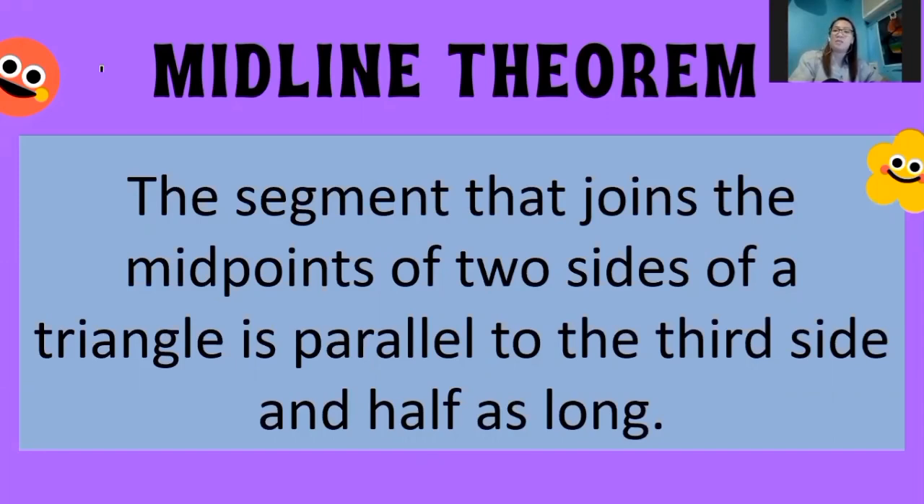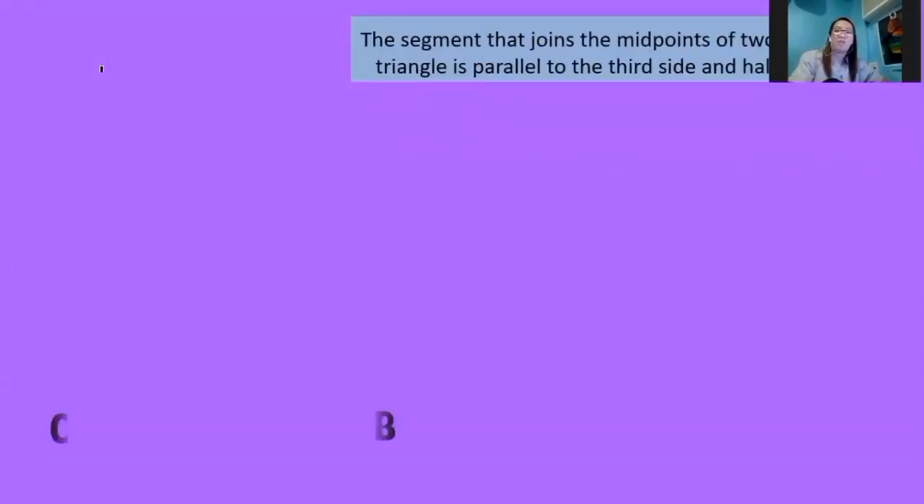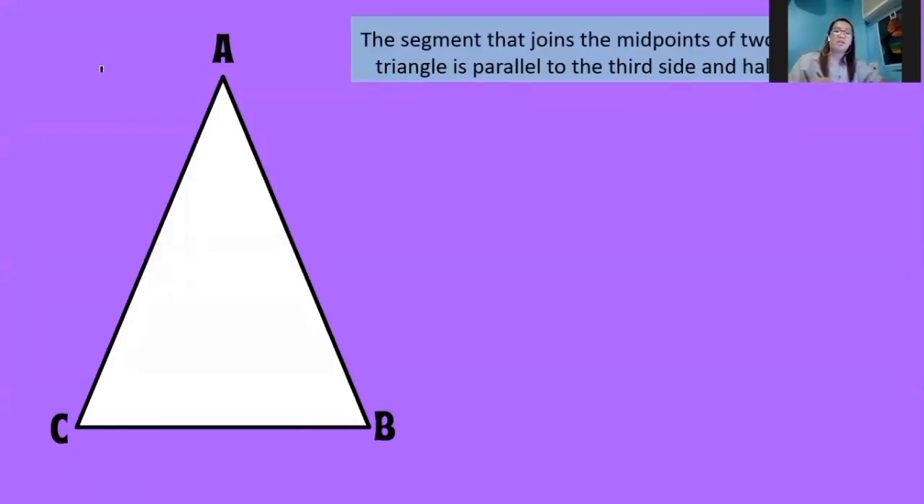So to fully understand what this definition means, let's have our first figure. So we have here triangle ABC. And we have here points G, E, F are the midpoints of the 3 sides of the triangle. Now, if you connect 2 midpoints on the 2 sides of the triangle, this would be considered as your midline. This is the midline of the triangle ABC.